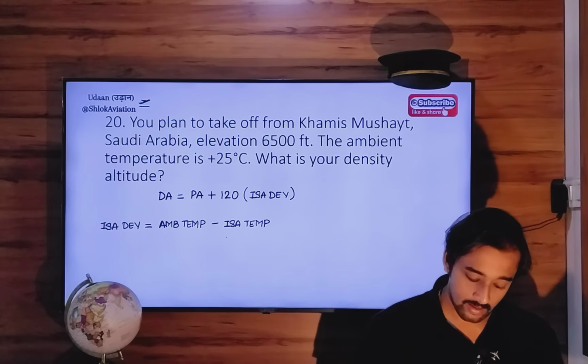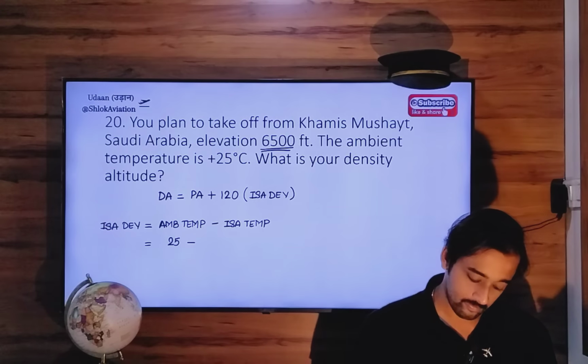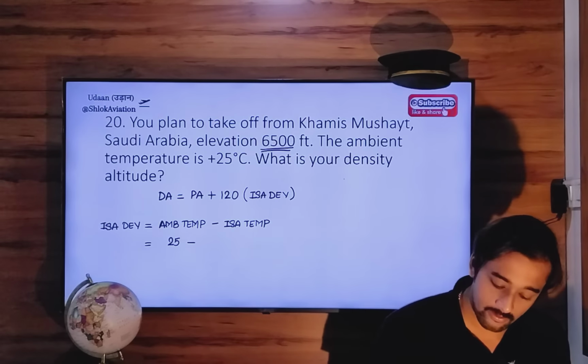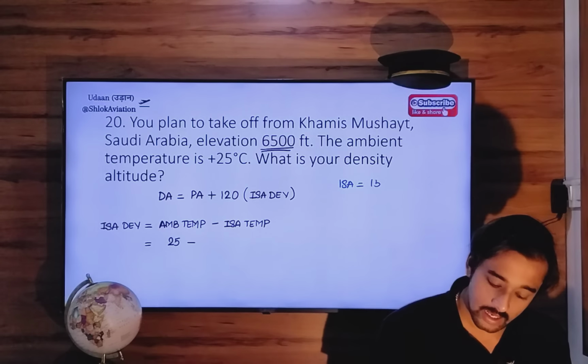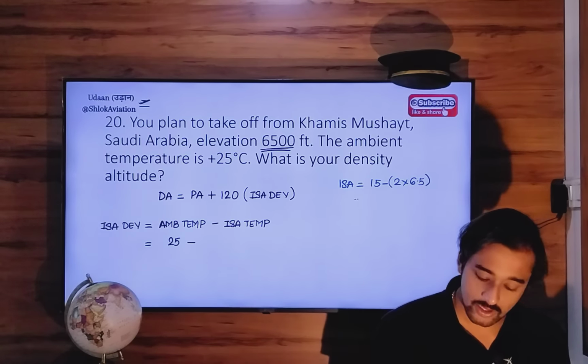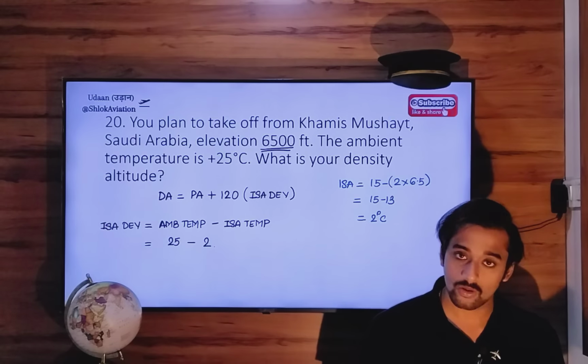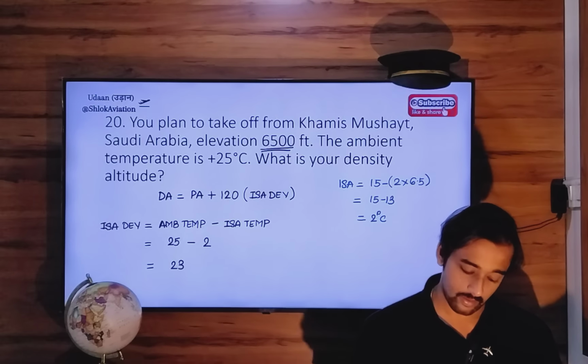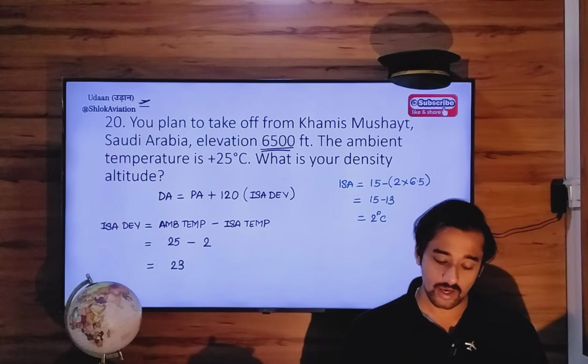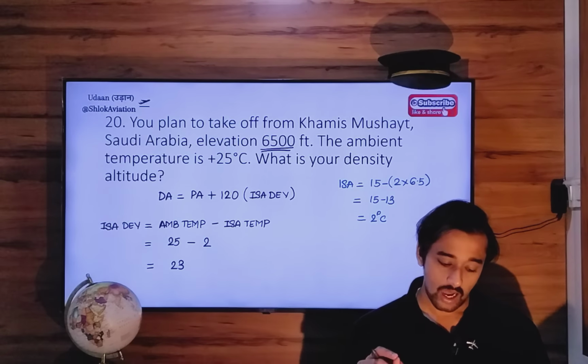What will be the ISA temperature at 6,500 feet? ISA temperature at 6,500 feet will be 15 minus 2 into 6.5, that is 6,500 divided by 1,000. So 2 into 6.5 is 13. So 15 minus 13 is equal to 2 degrees Celsius. So 25 minus 2, which is 23. Okay, so ISA deviation is plus 23. That means outside temperature is 23 degrees Celsius warmer than ISA temperature.